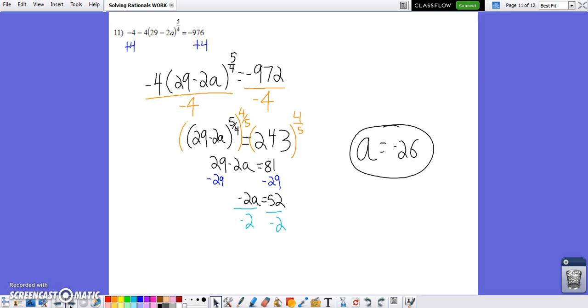Now here, odd exponent, so nothing really happens special later on. I'm going to add that 4 to both sides, and then divide by that negative 4 to both sides. I have the thing with the exponent isolated. The original exponent is 5/4. I take the reciprocal of 4/5. 243 to the 4/5 is 81. I subtract 29 and divide by negative 2.